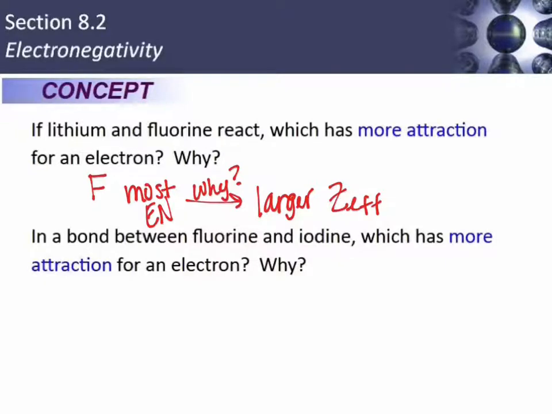Now, if we looked at fluorine and iodine, which one would have more attraction for an electron and why? So fluorine would be the more electronegative, and then why in this case is it more electronegative? It has less shielding.